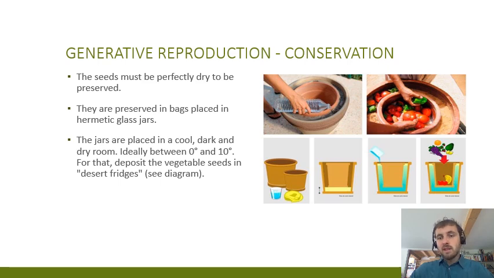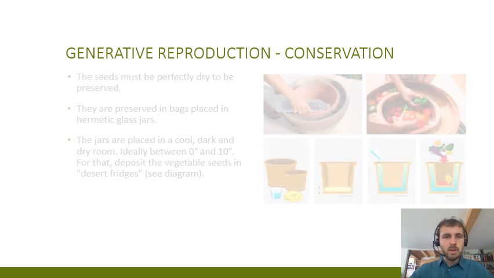It's difficult to find such a place sometimes in Africa. A possibility is to make a desert fridge for your seeds, because usually it's not big amounts of seeds for vegetables that you have. So you could do this with clay jars and water or sand between the two clay jars. Then you can get a really cold temperature inside to store your seeds. So this is just a possibility if you don't have a cool room.